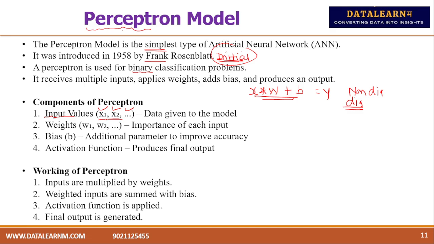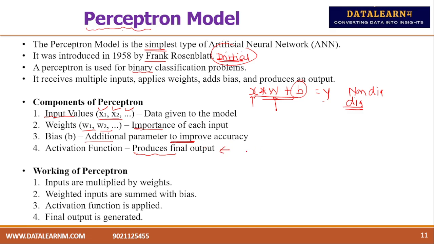The data is given to the model, and weights are like W1, W2, W3. Whatever number of inputs are there, those many weights will be there, and the importance of each input will be defined by those weights, and an additional parameter to improve the accuracy, right? How is this accuracy improved? Suppose weight is initialized as 0, and for some of the inputs it may give a value of 0. So to avoid such a situation, what are we adding? Bias, just like an intercept in the case of linear regression, correct?